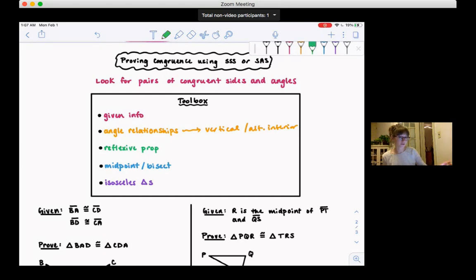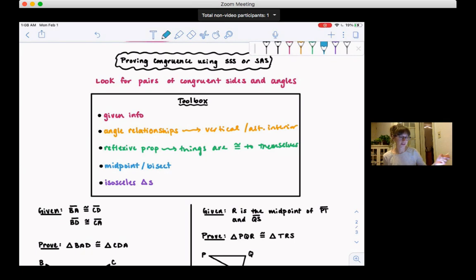We might also use the reflexive property, which says that things are congruent to themselves. So if 2 triangles share a side, or they share an angle, the same angle appears in both triangles or the same side appears in both triangles, then we have a match because the shared angle or the shared side is congruent to itself.